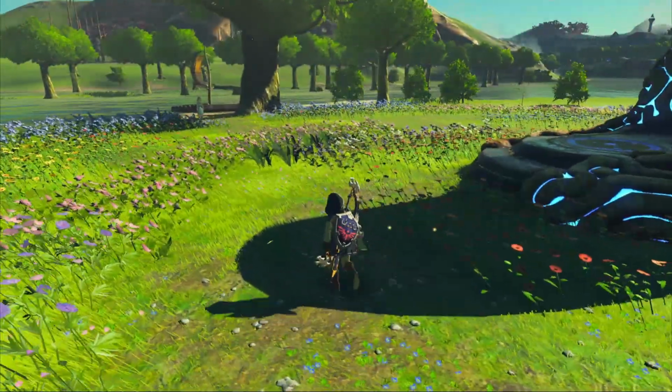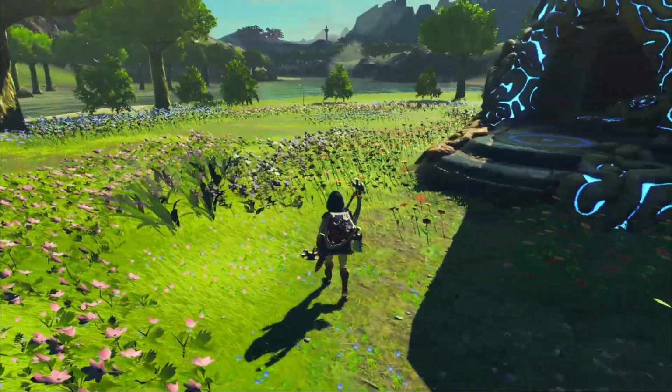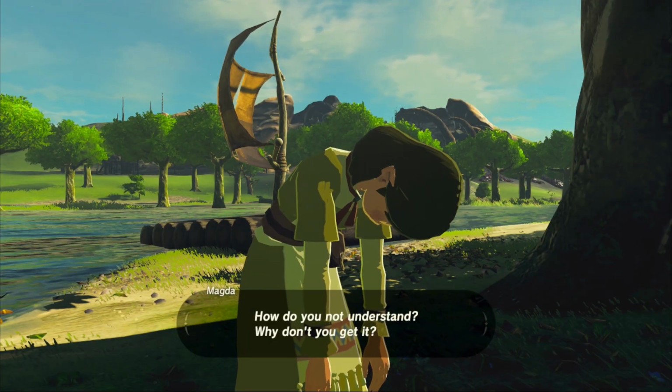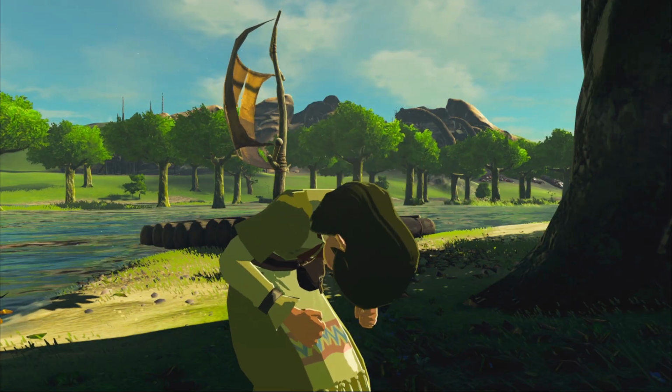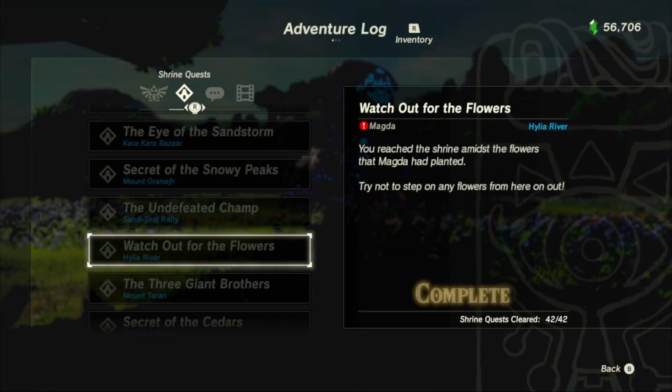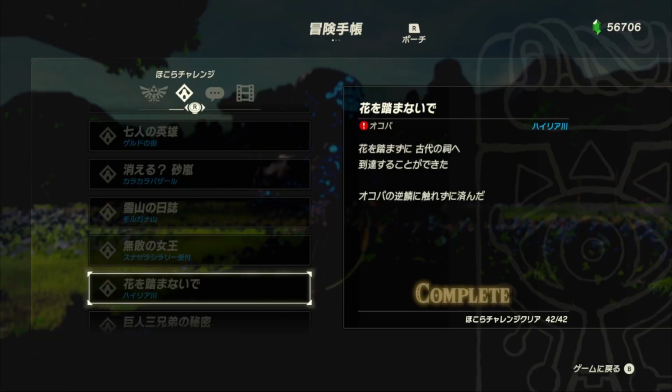Link is required to carefully navigate around the flowers in order to reach a shrine. Should he happen to step on them, he will be scolded by a very angry lady. After successfully reaching the shrine, the quest updates telling you to be careful not to step on flowers from here on out. If we were to translate this into literal Japanese, this is what we would get.